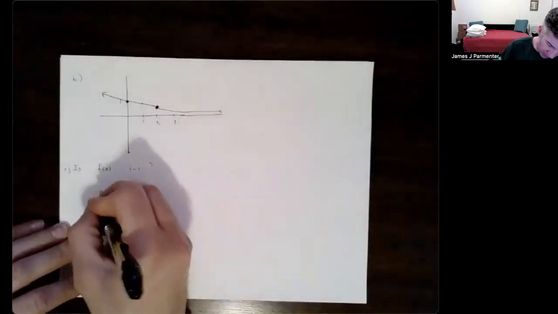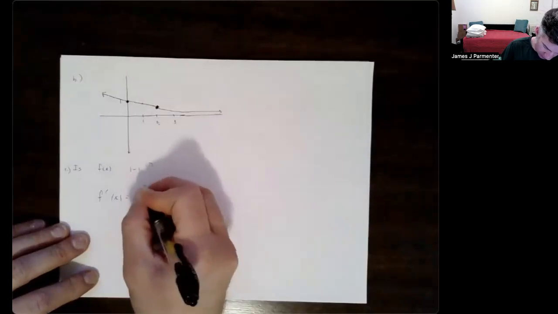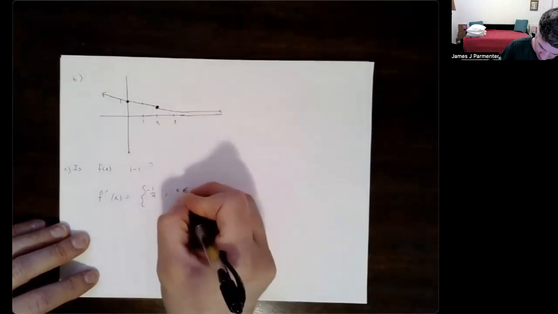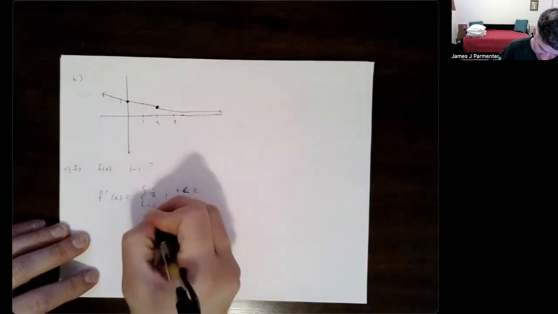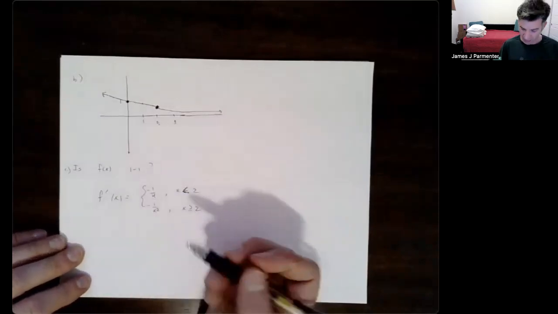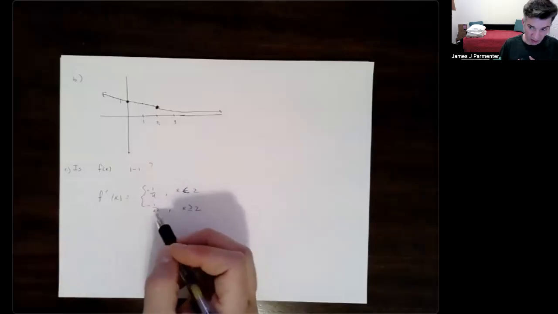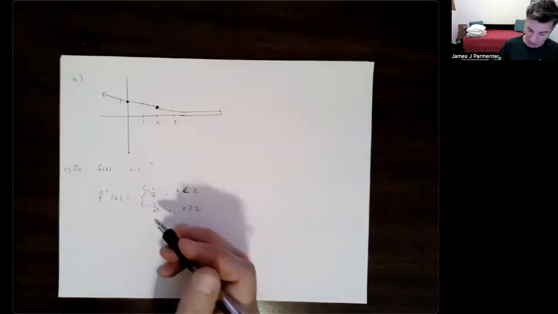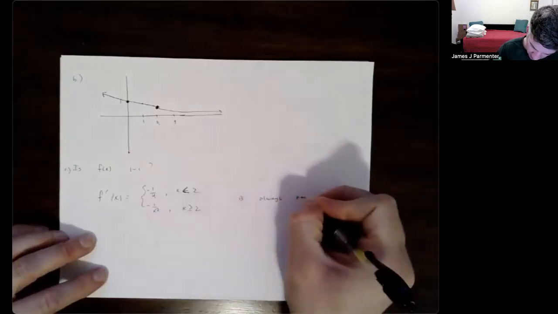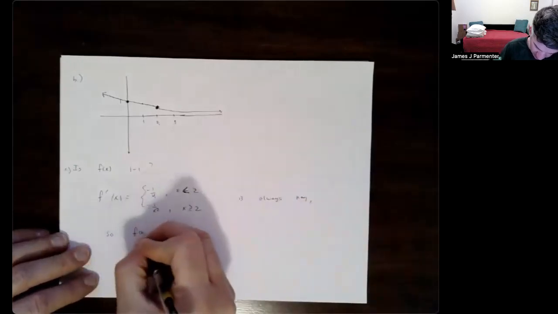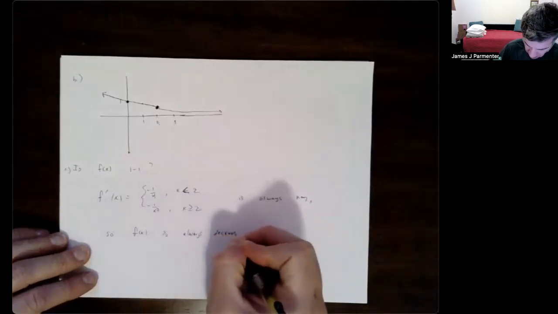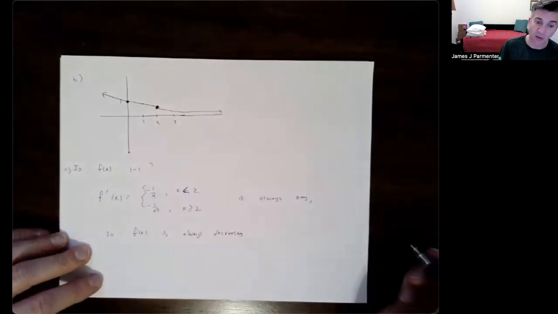So let's look back at the derivative. F prime of x is -1/4 when x is strictly less than 2, and it's -1/x² when x is greater than or equal to 2. No matter where we are, it's always negative. -1/4 is always negative. -1/x², well, x² is always positive, so -1/x² is always negative. So f prime of x is always negative, which means f of x is always decreasing. And if something is always decreasing or always increasing, then we can confidently say that it is 1-to-1.